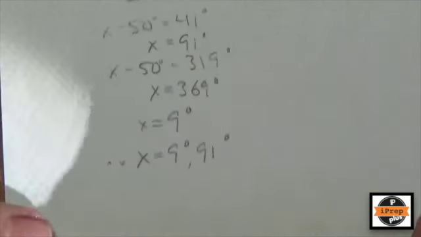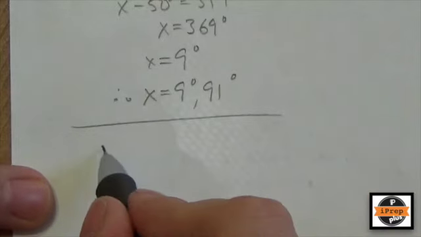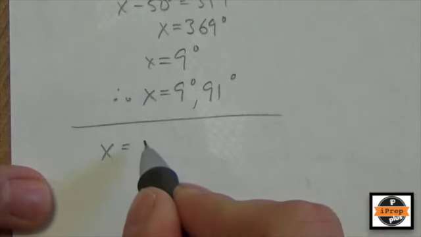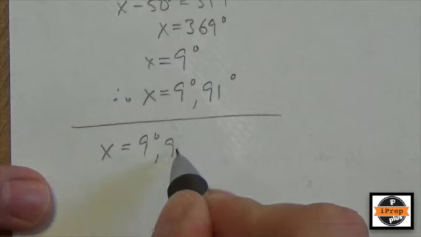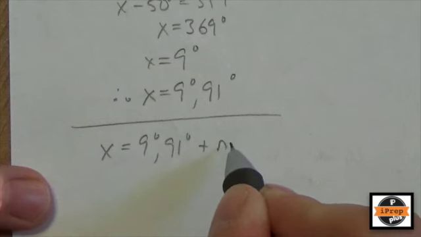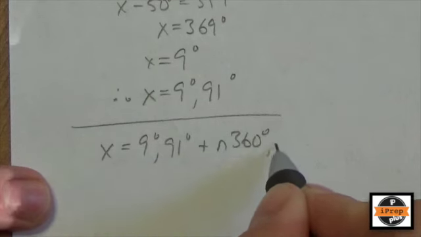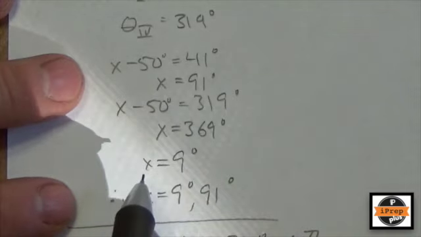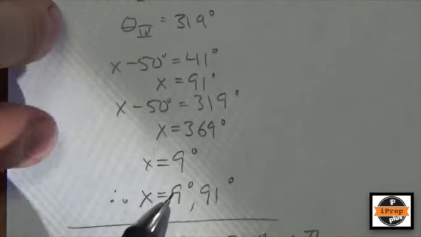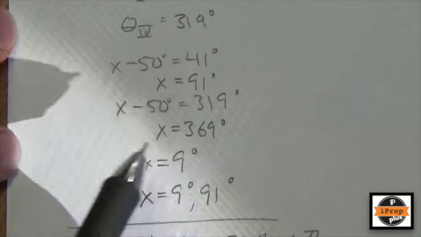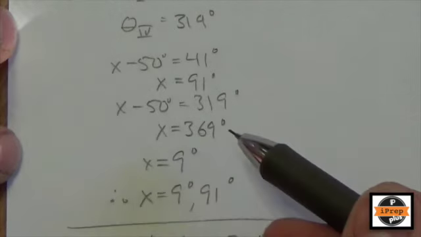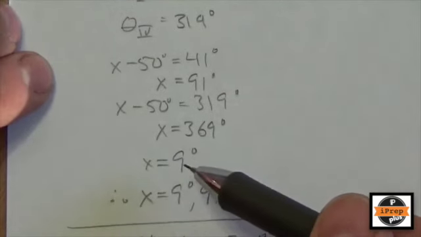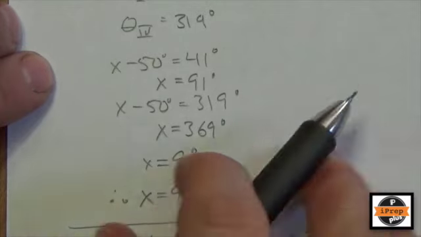Now, in general, the solutions will be, and this is actually easy to do at this point, 9 degrees, comma 91 degrees, plus n times 360 degrees, where n is an element of the integers. So really interesting math going on here, particularly when we jump from one full rotation to the next, and then having to dial that back and deal with it in terms of the principal angle. Good question.